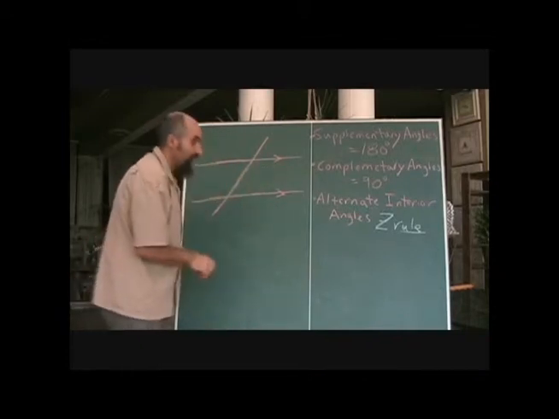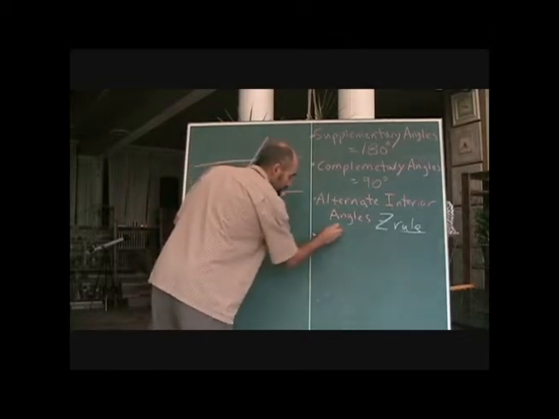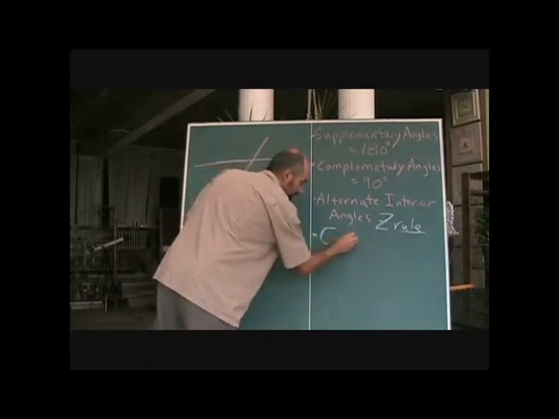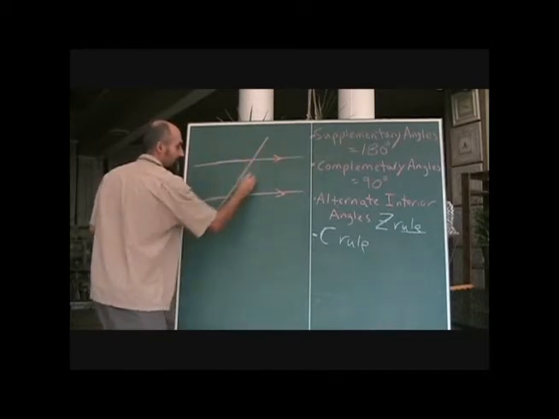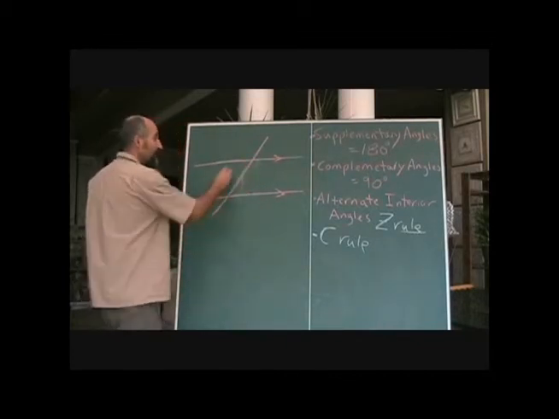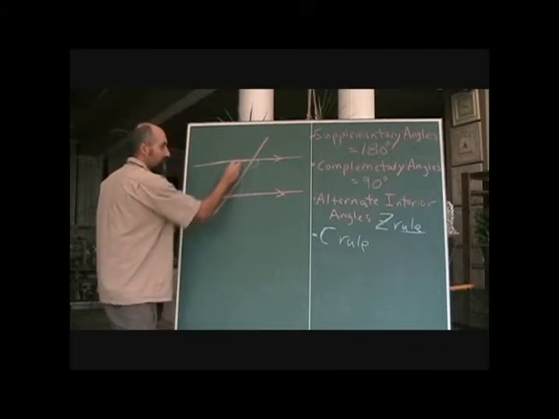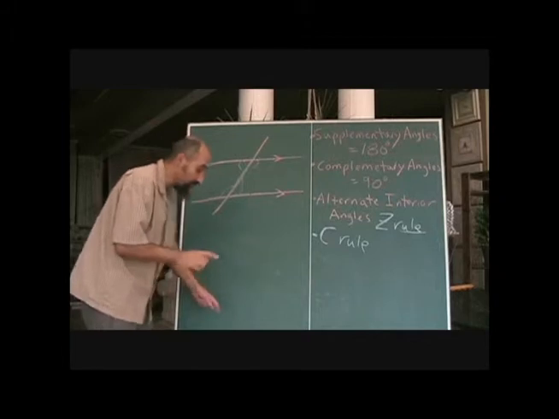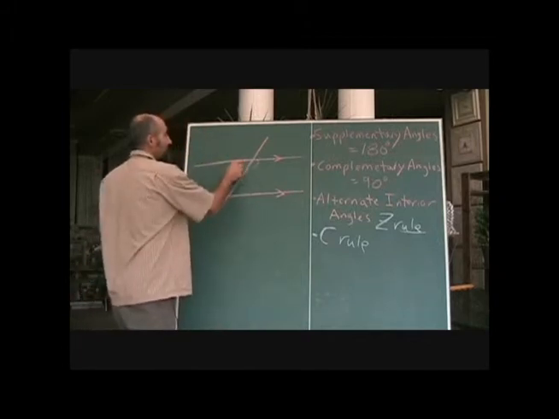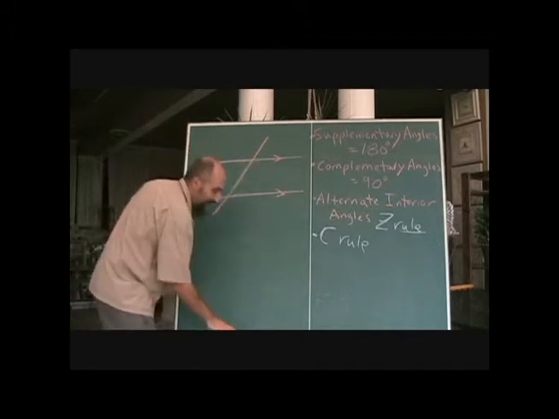The other one is called the C rule. It's the C rule because you have a C this way, so that plus that equals 180, and you also have a C this way, which is that plus that equals 180. So it works both ways. It's a mirror image of each other. The other rule that you have is called the F rule.